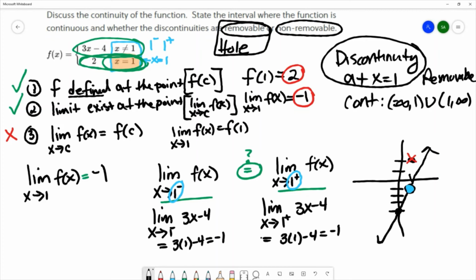So just want to make sure we've answered everything. We want to discuss the continuity, which means to state where the function is continuous. The function is continuous on all real numbers except for x equals 1. That's -infinity to 1, union with 1 to infinity. We stated the discontinuity as x equals 1, and the type of discontinuity is a removable discontinuity.